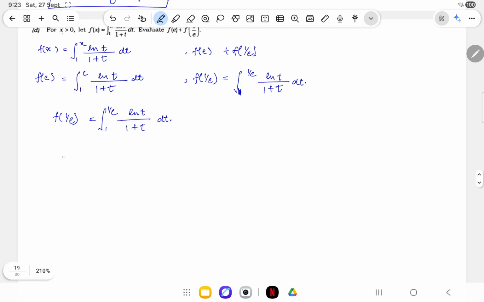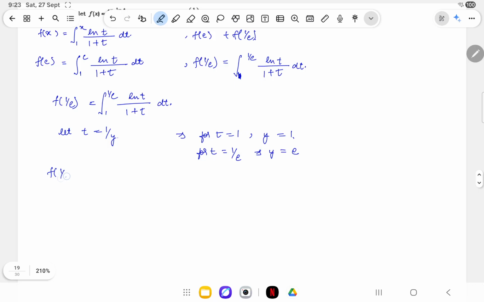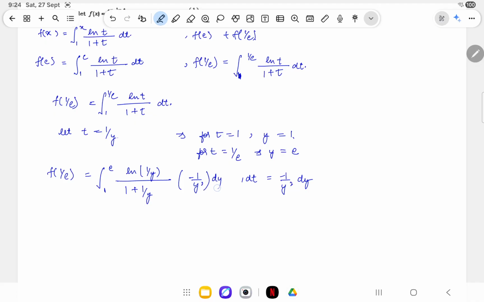Now let us assume that t is equal to 1 by y. So if t is 1 by y, then for t equals 1, the limit of y is also equal to 1, and for t equals 1 by e, y is equal to e. So f of 1 by e reduces to integration 1 to e of ln 1 by y divided by 1 plus 1 by y, and if you take the derivative of t, it will be minus 1 by y square into dy. So dt is minus 1 by y square into dy.